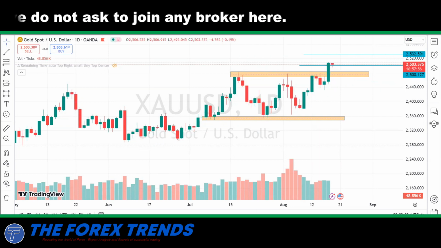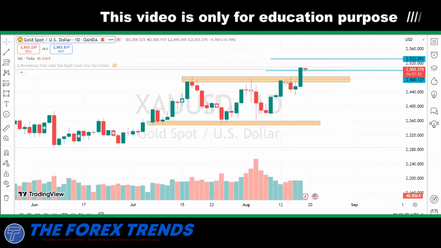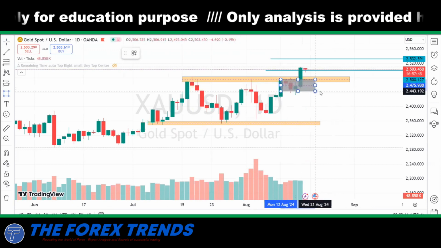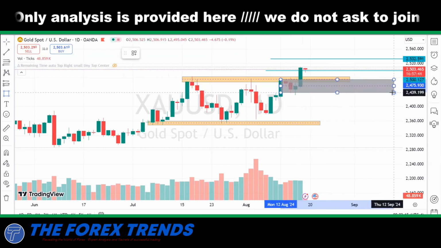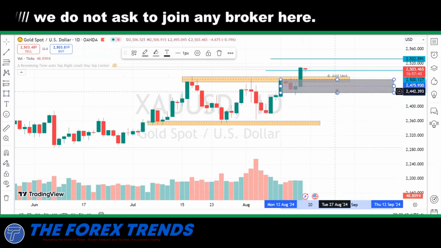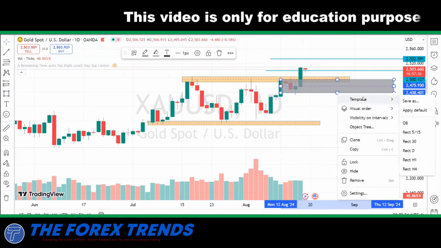So as per the daily timeframe, if I mark this demand area, look, this is a demand area where the market needs to retrace. Okay.